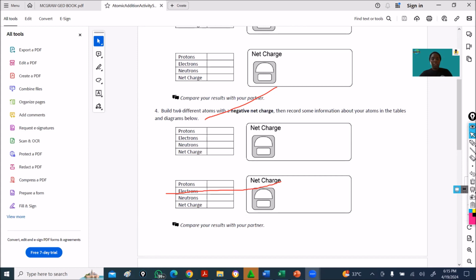Okay. But look at the question. It says build 2 different atoms with a negative net charge. You built a positive and a negative. 2 atoms, 2 different atoms. Look at it. Follow the instruction. It's quite clear. Build 2 different atoms with a negative net charge.